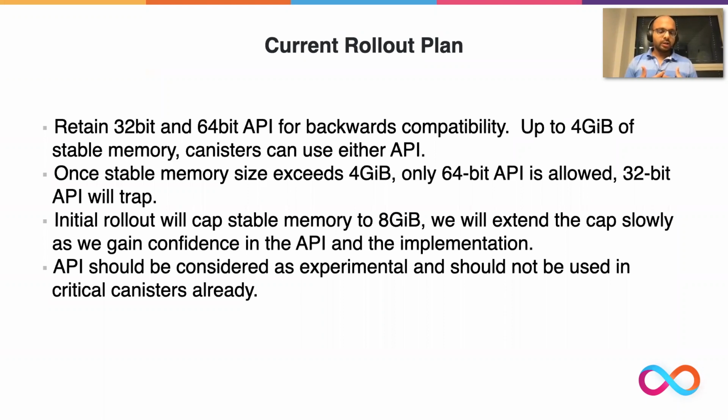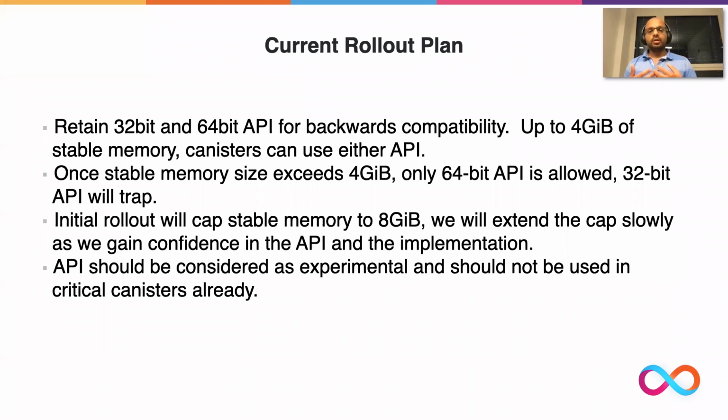And just so we can roll things out into production gradually, no matter how much testing we do, to minimize the risk of potential bugs, in the initial rollout, we will cap the stable memory to 8 gigs. And once we gain confidence with the API, the implementation, and the stability of the implementation in production, we will gradually increase this limit. And finally, we want to work more closely with the community in helping us refine and define what the API should be. So with that in mind, we are going to ask the community to treat this API as experimental for now. And we will ask the community for feedback on the API to help us refine it.